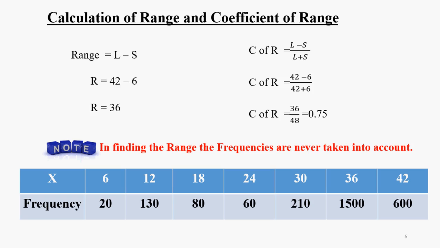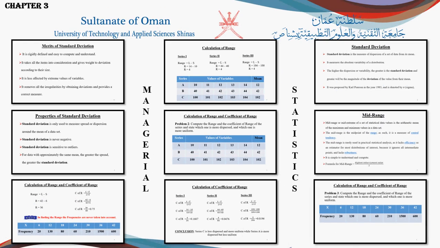It is a tricky, challenging problem. We will be giving you x and frequency. Frequency is just to confuse you. So in finding the range, frequencies are never taken. That is why we are bringing this problem for your better understanding. So you should take only the variables concerned. Frequency should be ignored. So I hope this problem is clear for everyone to understand.